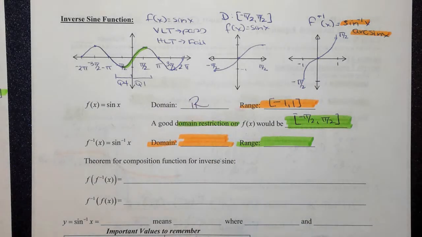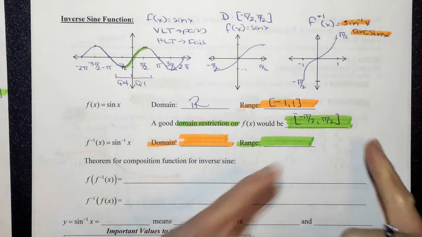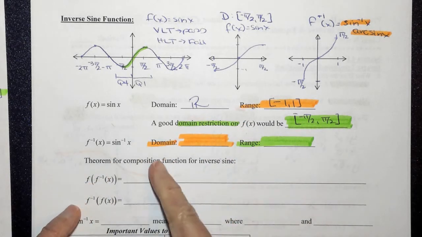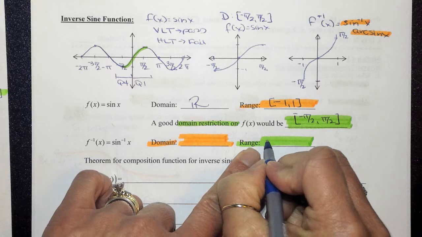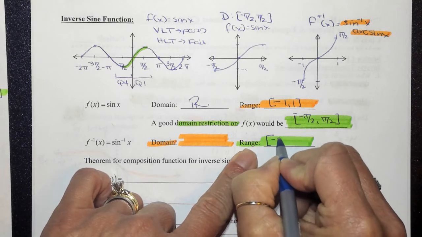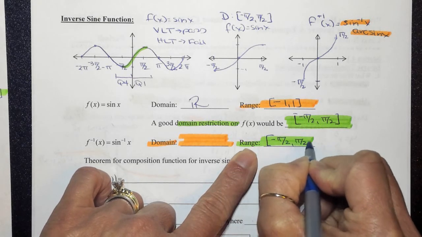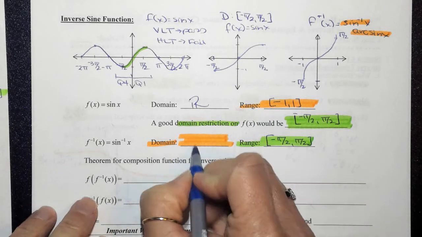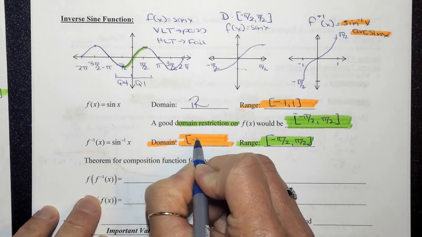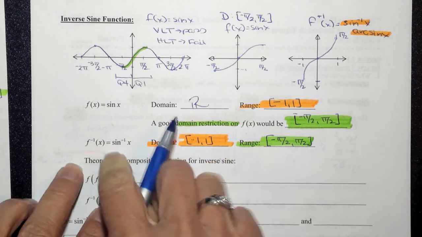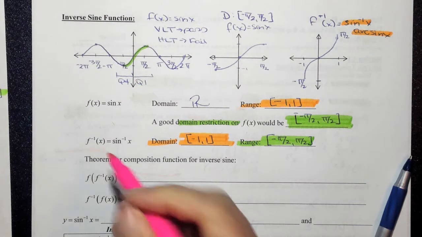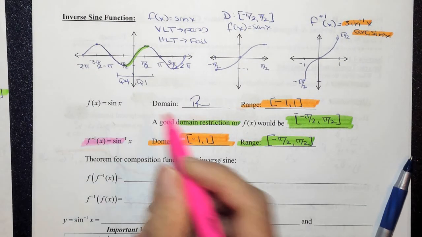So take a look here. What we had to do is restrict the domain. So now this belongs here, which will then become my range. So the range is negative pi over 2 to pi over 2. And the domain is from my original's range, which is negative 1 to 1. This is important. When we're talking about the inverse sine, you will need to know these values.